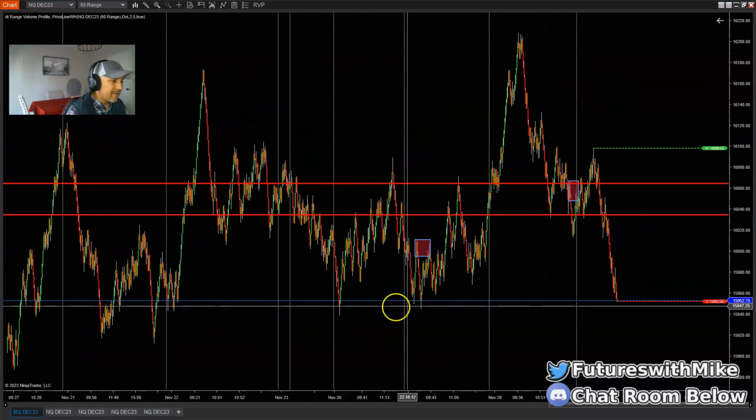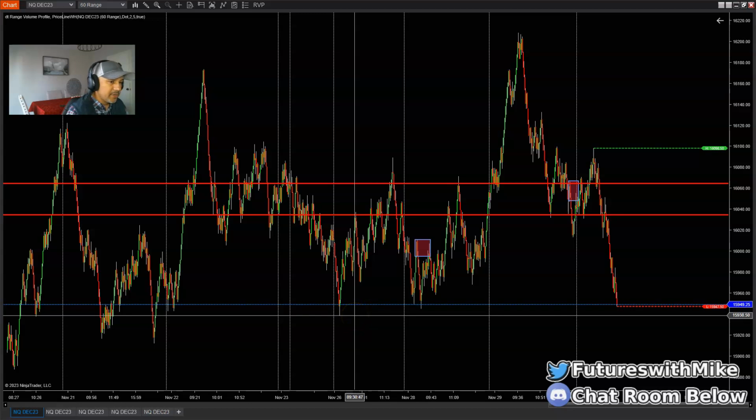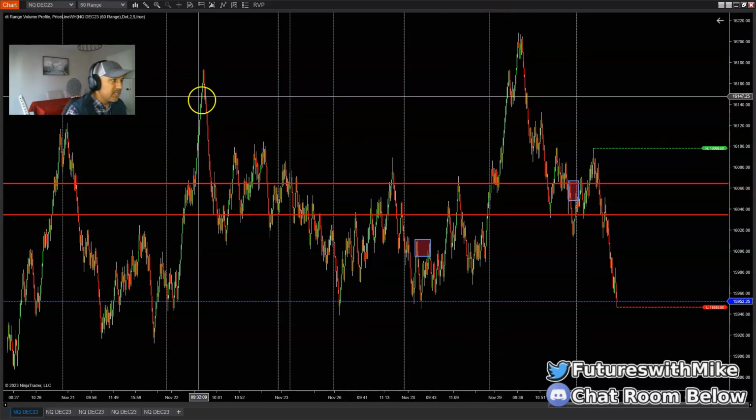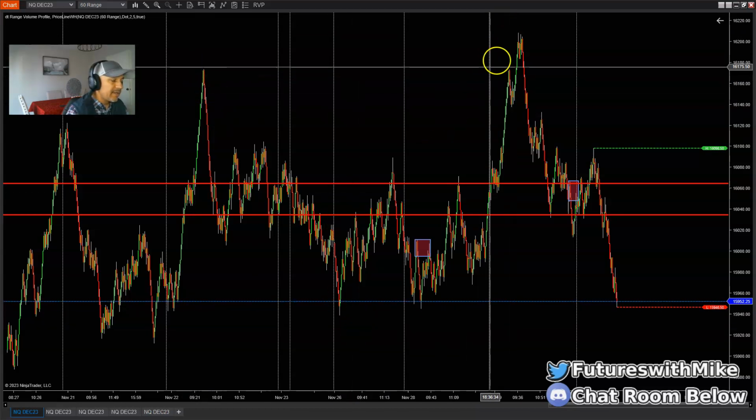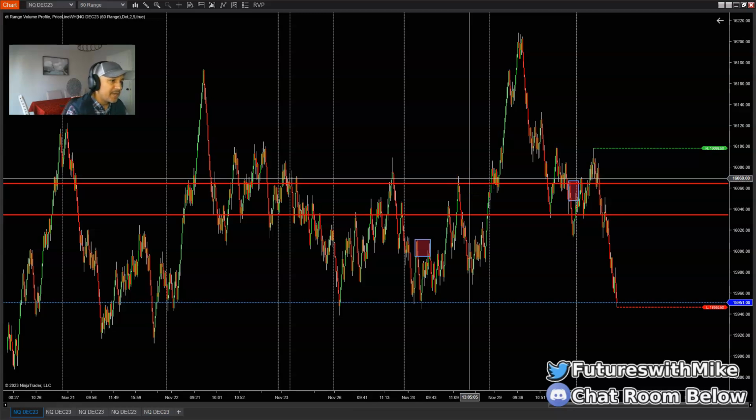So if it breaks this area right here, this is going to be a major break of structure right below here at 30 and a half. All these areas in between this, see this high here, this low here, and then we had a high right here. That's a big swing. So anything in between is what I consider internal structure.